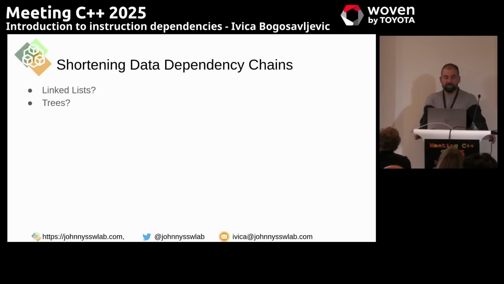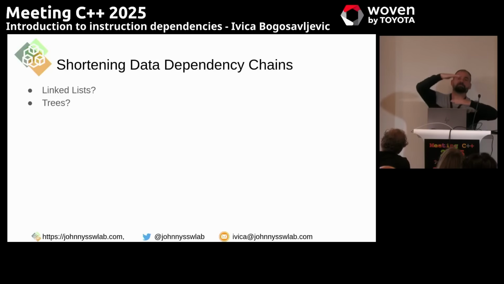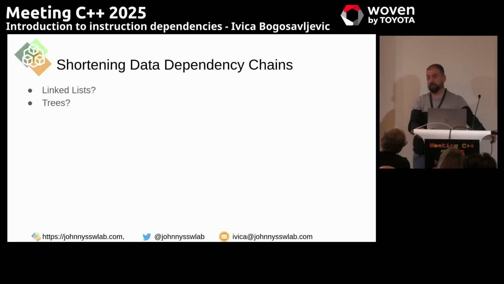Okay, can we shorten dependency chains with linked lists or trees? Any ideas? How would you make a binary tree shallower? Rebalancing. Rebalancing would do, and that's why balancing makes sense. Yes? I mean, you can also just flatten the whole binary tree and have that be a representation. There's no need to have it in a node-style representation.